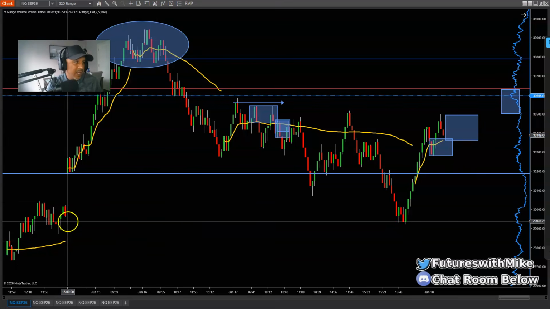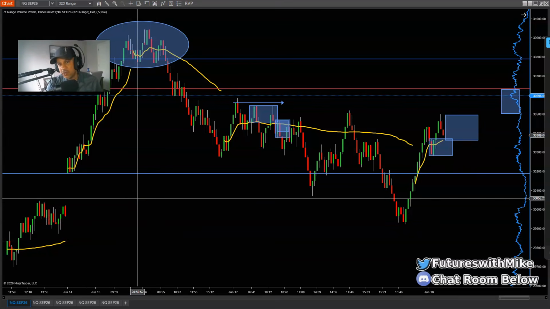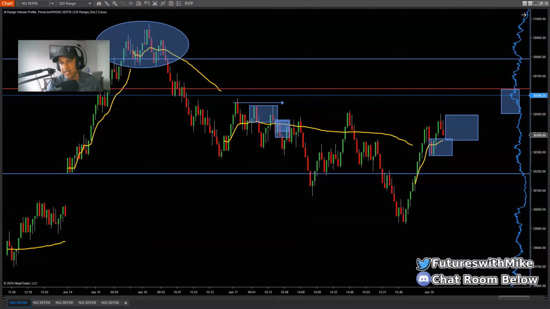So let's go ahead and get into it. What you need to do first and foremost, I don't care what it is that you actually want to trade when it comes to futures. All right, this is a chart of the NASDAQ futures. Again, like I said, the strategy is universal.